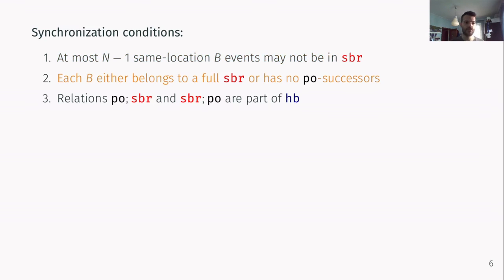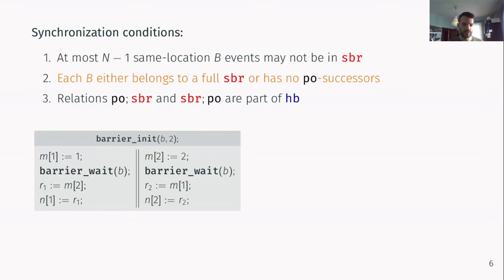Now the second condition says that each barrier event either belongs to a fully formed SBR or it has no PO successors. And the purpose of this condition, again having the same program, is to preclude scenarios like the following. Assume that a stateless model checker has constructed this graph, then it should be impossible to, for example, have an SBR containing only one event and then add the read event of the first thread without having added the barrier event of the second thread.